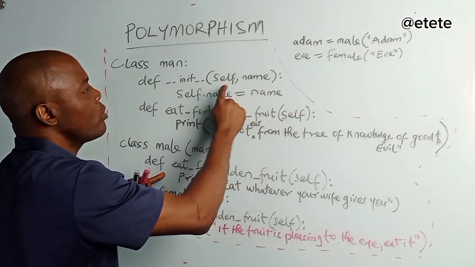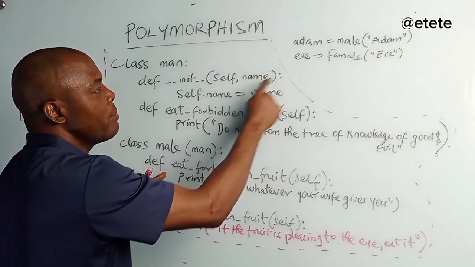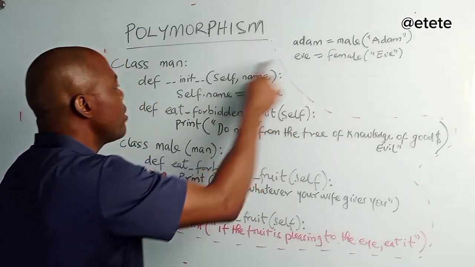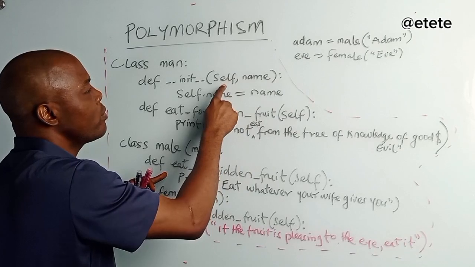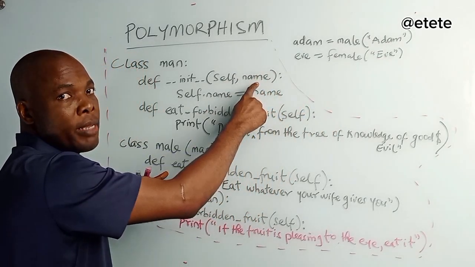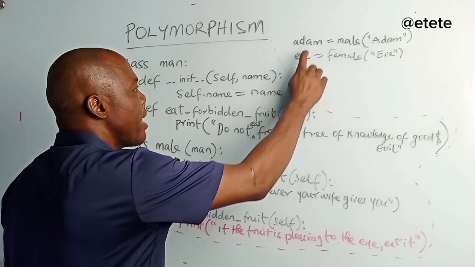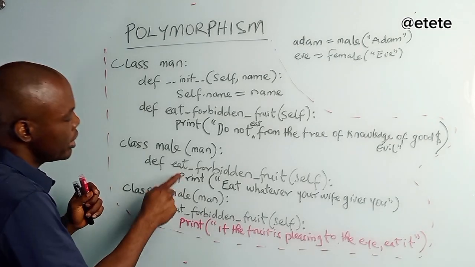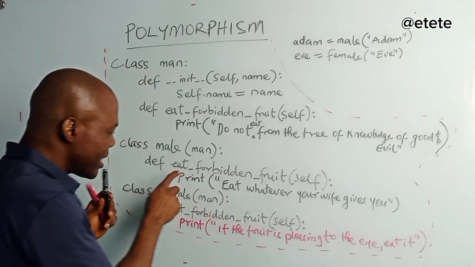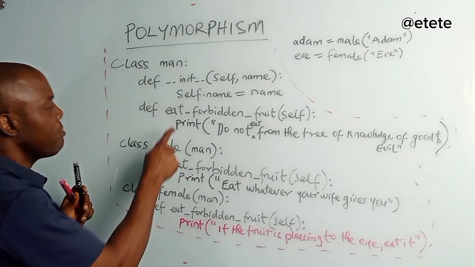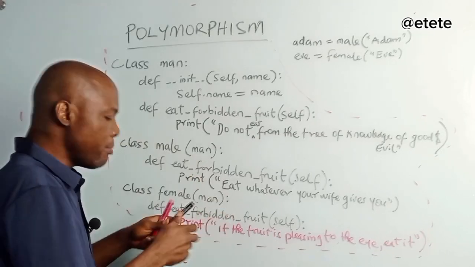So this adam will be given to self, and this adam will be given to this name. Same thing with the if. This female will be given to self, this if will be given to self, and this if will be given to this name. Now I am going to use this adam and this if to call what? To call this method. Now you can see that the method here and the method here and the method here are the same. So it is the same method.